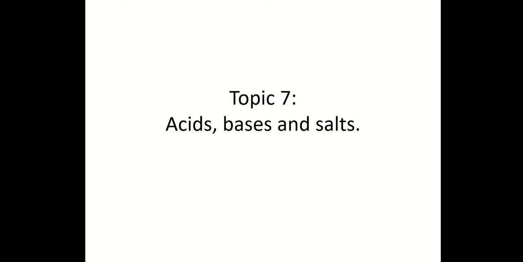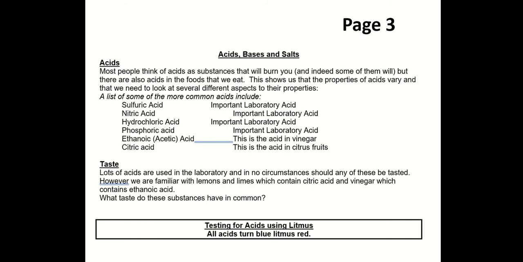In this video, we're going to take a look at topic 7 of our C1 work, which is acids, bases and salts. Acids, bases and salts. So acids are things that you're very familiar with, and you'll see on the top of page 3 there's a list of some of the common acids, and in the lab quite a few times we've used things like sulfuric and hydrochloric acid. Nitric acid, another one we use occasionally.